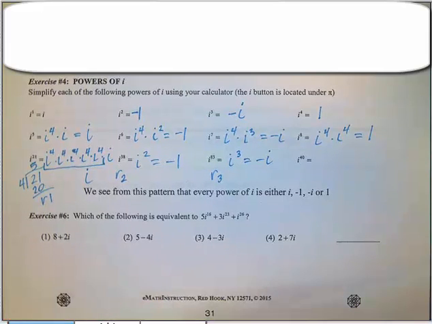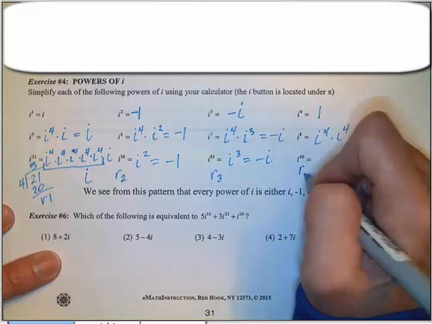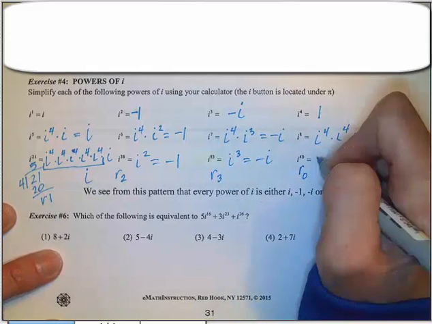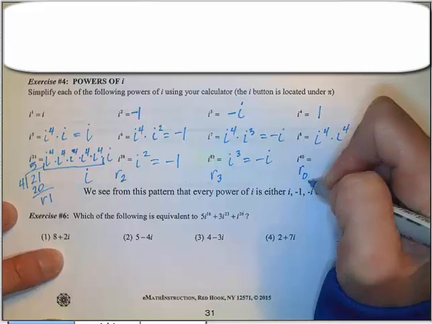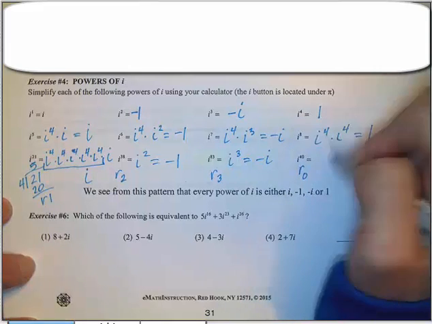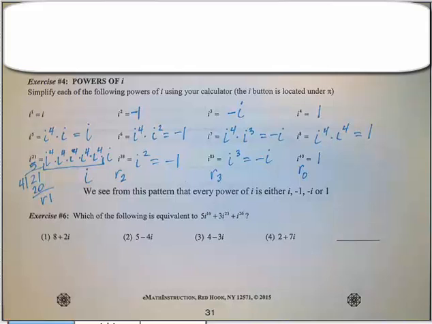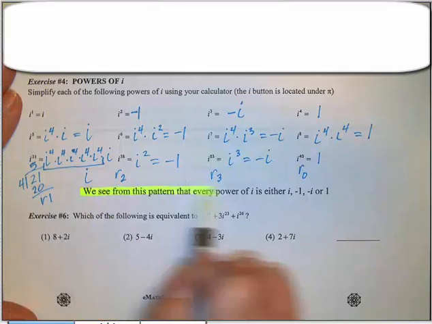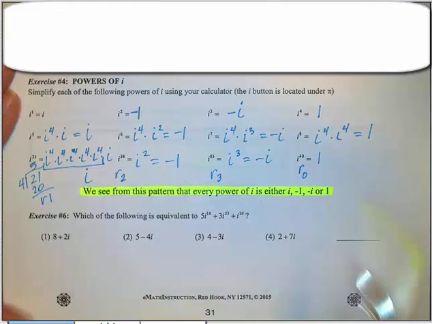Now 40 divided by 4 is 10. So what is your remainder? 0. Well, that means it's the same as anything to the 0 power is 1, and i to the fourth is 1. Now, yes, you can do all of these in your calculator. Go ahead and try. But I do not want you to rely on only your calculator. I would like you to use your brain too. So we know from this pattern that all of our answers for the powers of i are either i, negative 1, negative i, or 1.